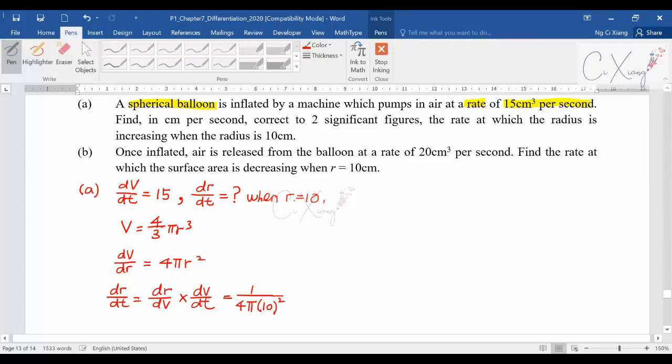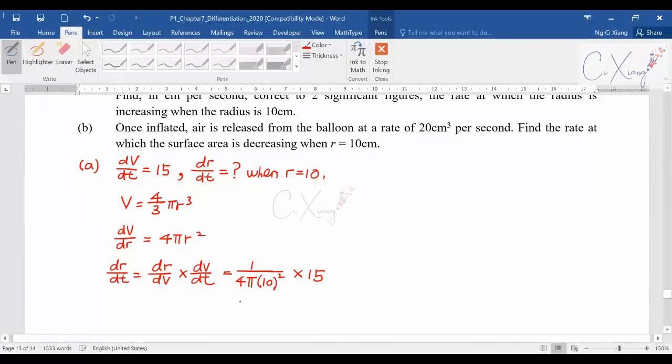Why do I need to substitute with the value 10? Because here they told you r is equal to 10. They want to know the rate. So you substitute r equal to 10. dV over dt is 15. Right, so continue from here. You press the calculator and get the answer, which is 0.012 cm per second. To me, the rate of change, the unit is quite important, so you can try to write it up.